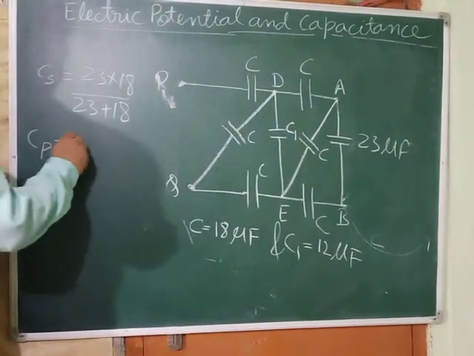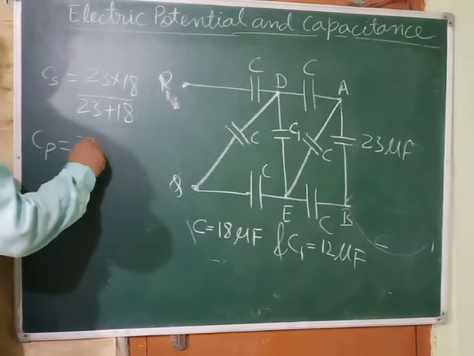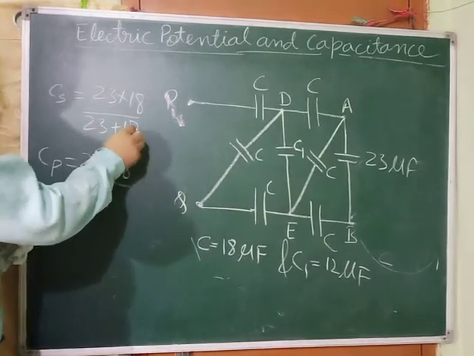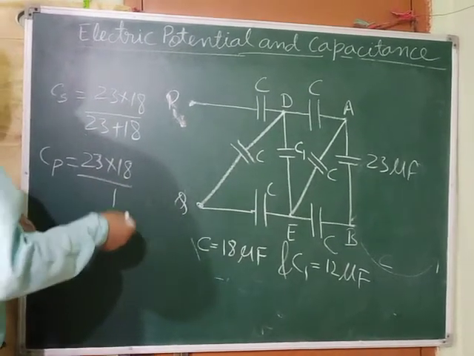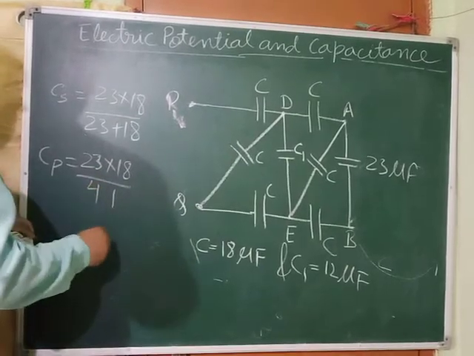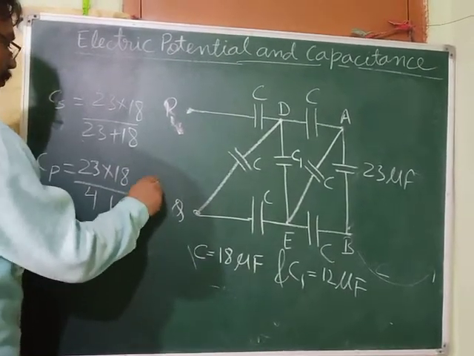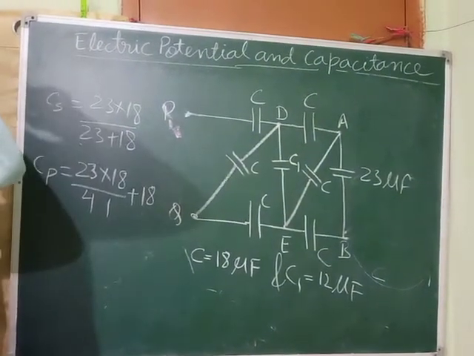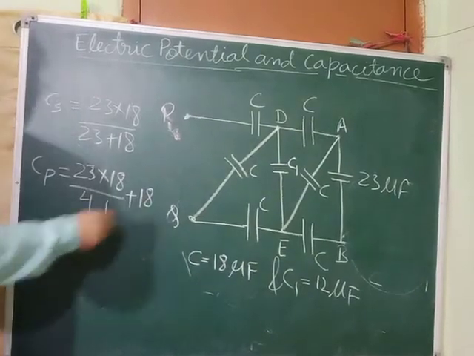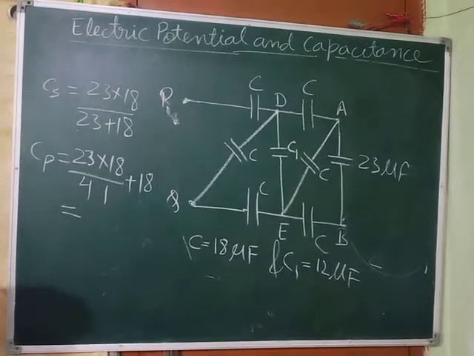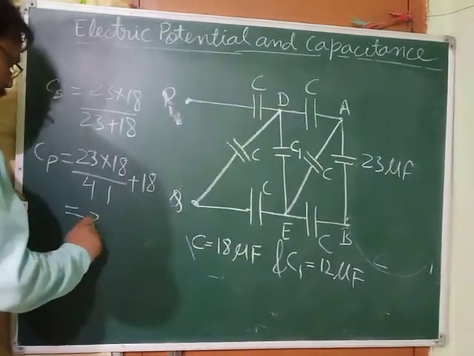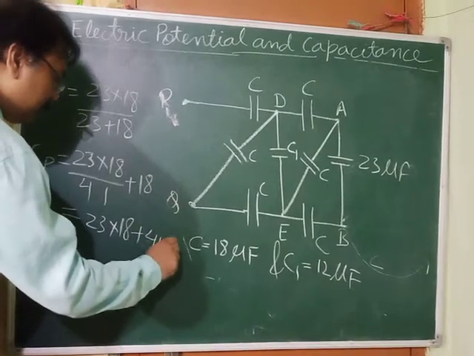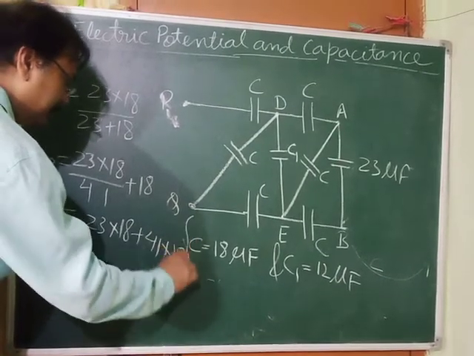CP is equal to 23 into 18 by, we have to add them. So 8 plus 3 is 11, 1 is left, 1, 3 and 4, 41 we got, plus we have got 18 because C is there in parallel. Now we need to divide this and add this 18 in that. So when we add that 18, what will we get? 23 into 18 plus 41 into 18. That's what we will get.